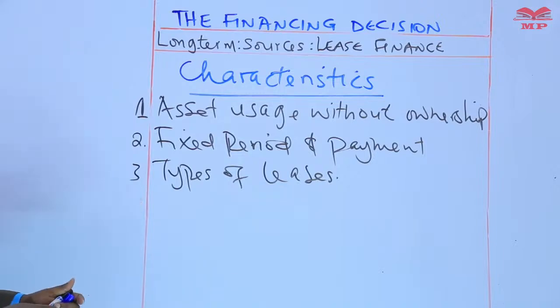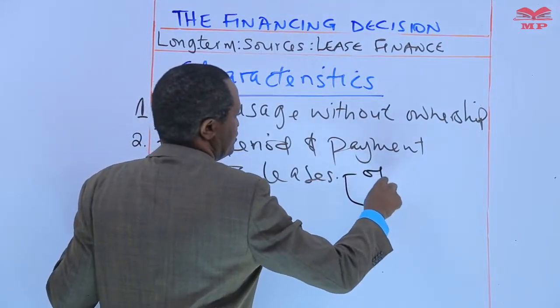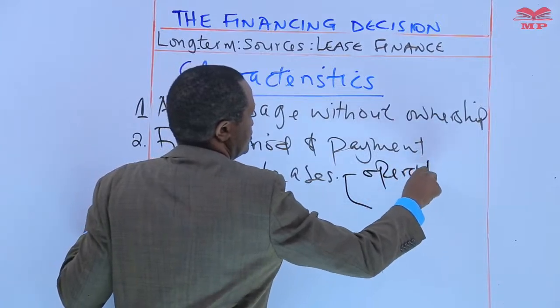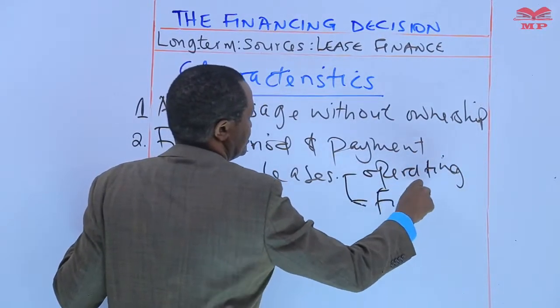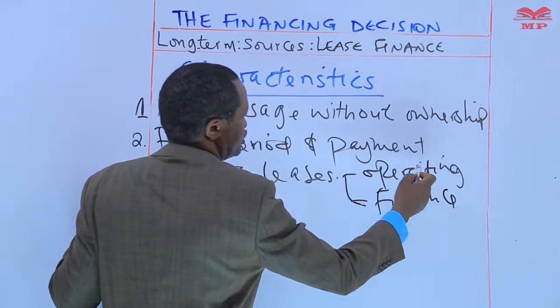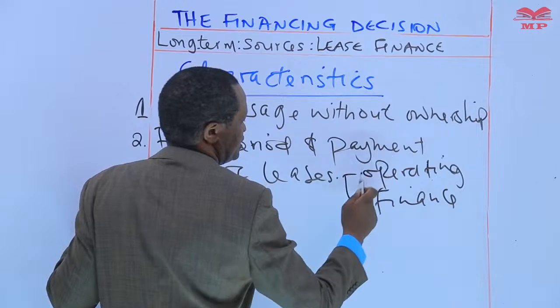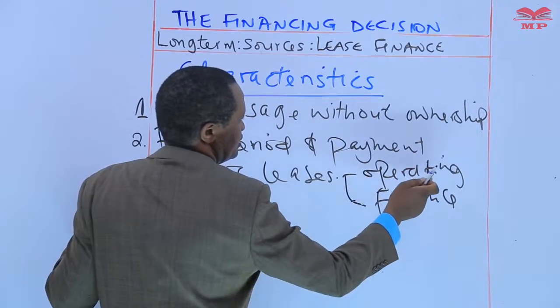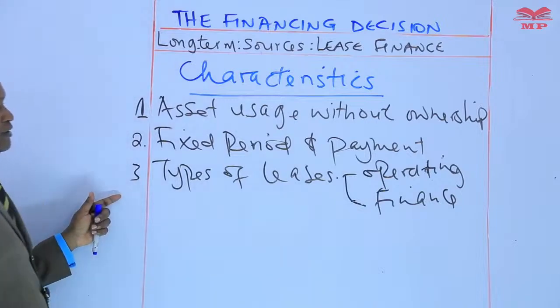So here there are two types: operating lease agreement and finance. This one is short term, this one is long term. This one, at the end of the lease agreement, the asset is transferred to the lessee. Operating lease is more like rent payment.